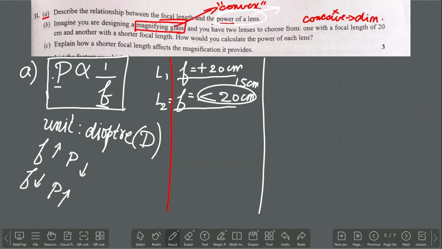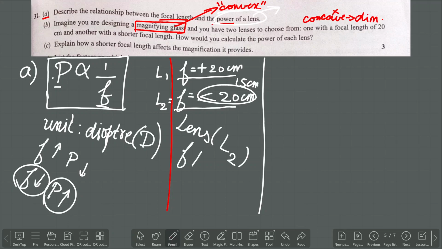In these two lenses, which lens is having shorter focal length? L1 or L2? L2. If L2 is having lesser focal length, that one only is going to have more power. That means we are going to have the power of lens L2. So this L2 only we need to prescribe. The reason is, if focal length is less, that lens will be having more power. So which lens is having more power, that lens only we need to prescribe if it is for a magnifying glass. And then, we need to calculate the power over here.